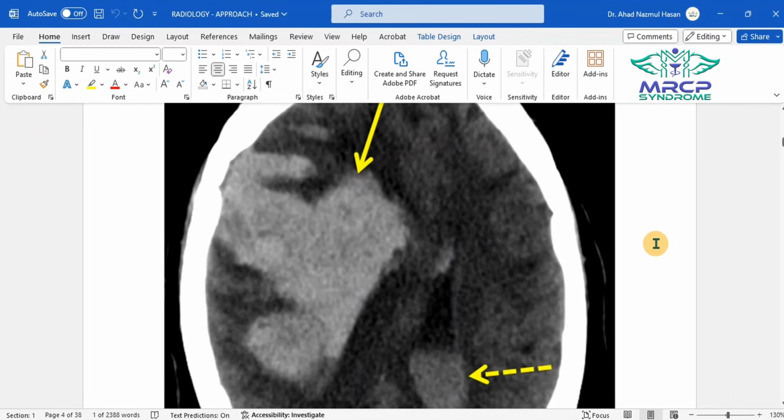So what is the most common cause of hyperdense lesion in the CT scan? Hemorrhagic stroke. Yes, acute hemorrhage. Any acute hemorrhage leads to a hyperdense lesion in the CT scan. The chronic hemorrhage will have a hypodense lesion. The subacute hemorrhage will have an isodense lesion. If there is acute on chronic bleeding, there will be both hypodense plus hyperdense lesion. Remember this.